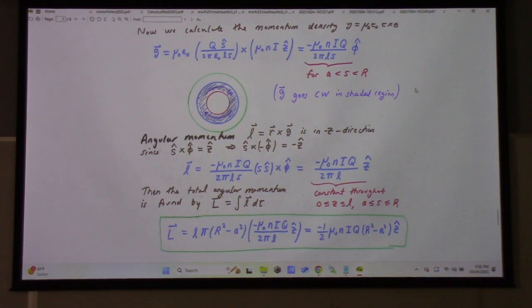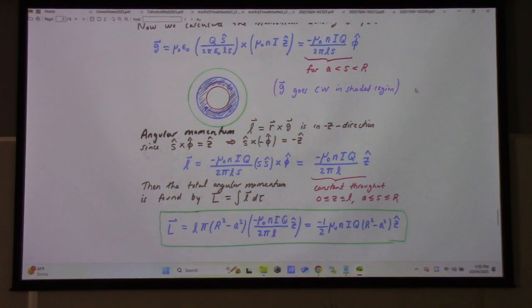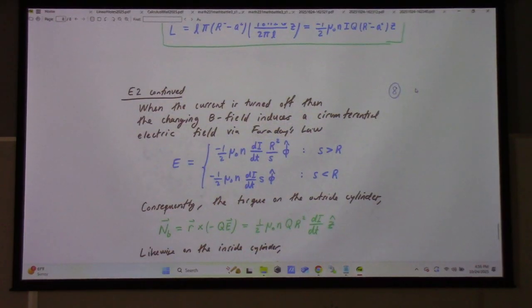All right. So then the question is, what happens to it? Where does it go? Well, when the current's turned off, the changing magnetic field induces a circumferential electric field according to this handy-dandy formula right here. Notice that outside of R, it's reciprocal with S, but inside, it's linear with S. So that's what happens as we change the magnetic field. We induce a circumferential electric field.